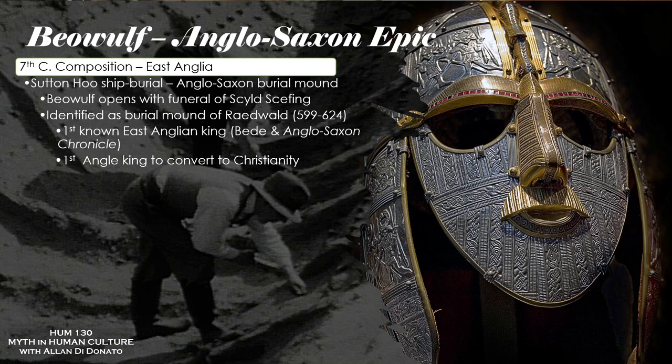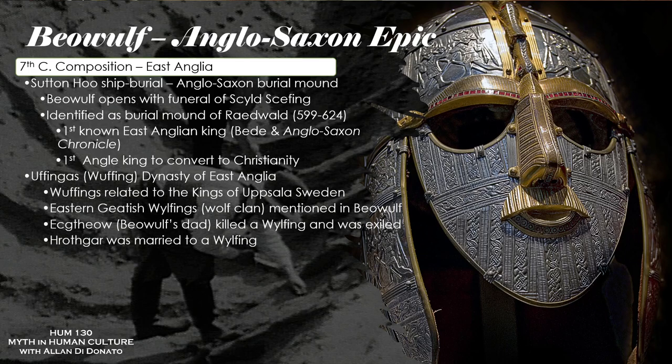The king, Raedwald, was part of the Uffingas dynasty, which I mentioned earlier. Now, the Uffingas, or Wuffing dynasty of East Anglia, were related to the kings of Uppsala, Sweden. Okay, and the Geatish Wulfings, that's a clan that is mentioned in the story of Beowulf. As a matter of fact, Beowulf's dad, Ecgtheow, kills a Wulfing, ends up being exiled, and he goes to Hrothgar. Hrothgar is the guy that ultimately pays the wergild to ransom Ecgtheow. Hrothgar happens to also be married to a Wulfing.